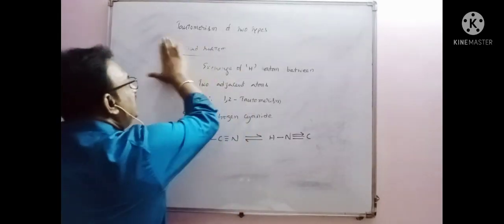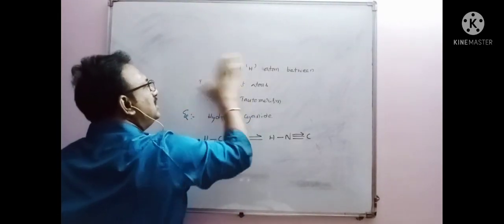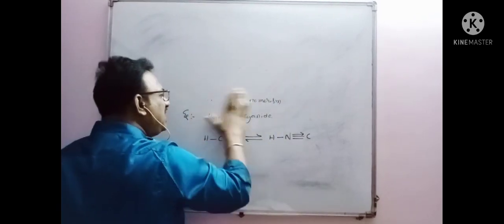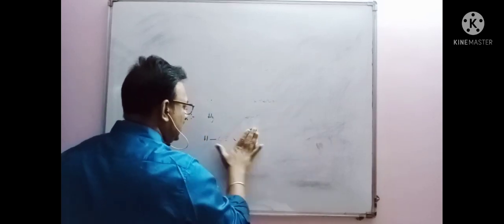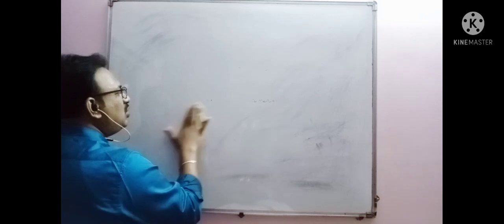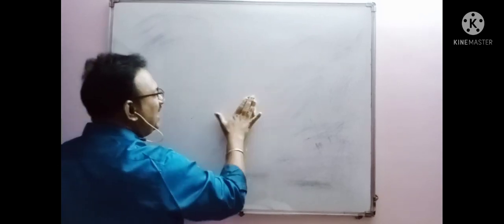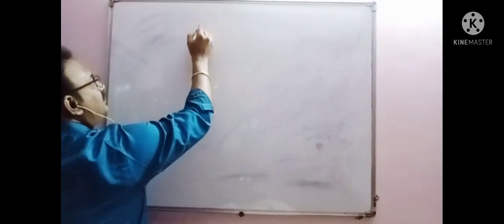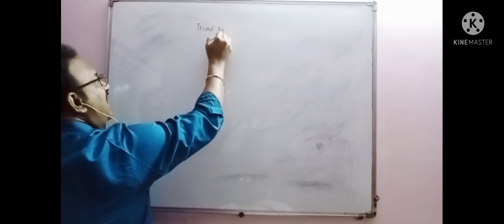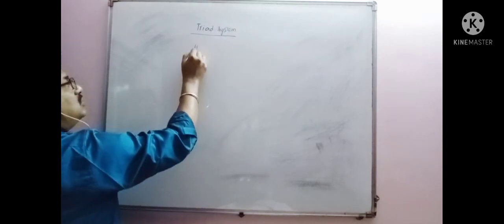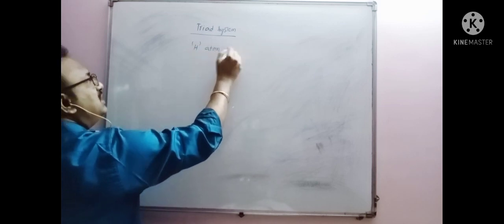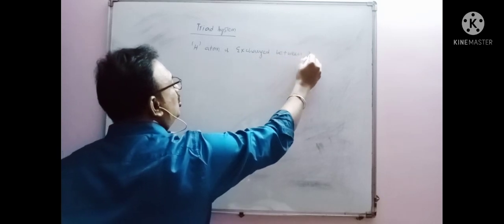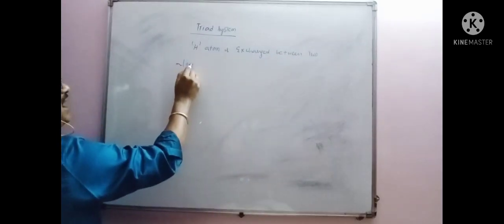The second one is the triad system. In the same way you can understand, triad system means the exchange happens between two alternate atoms. The hydrogen atom is exchanged between two alternate atoms. Then it is considered to be a triad system of tautomerism. Listen carefully. Triad system. Here the hydrogen atom is exchanged between two alternate atoms of the compound.